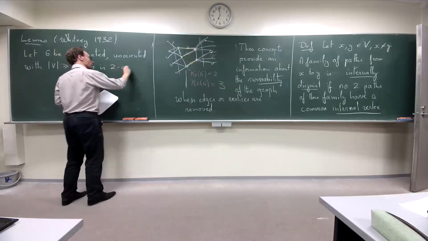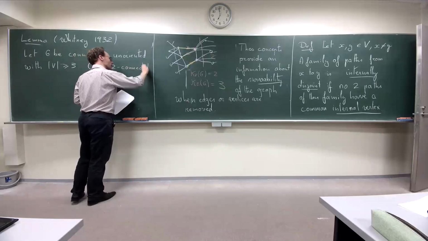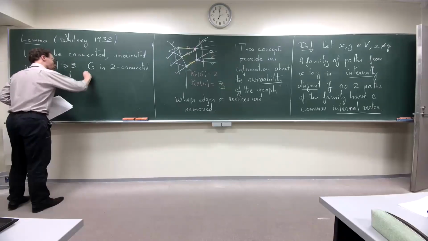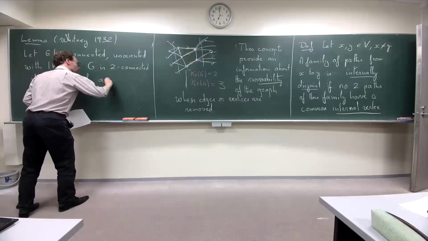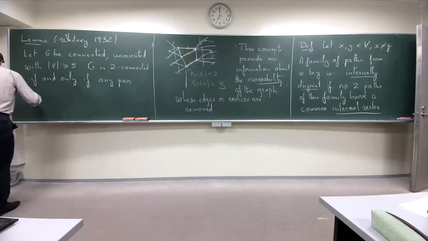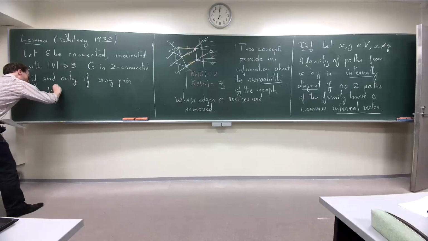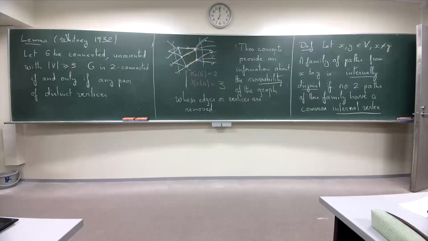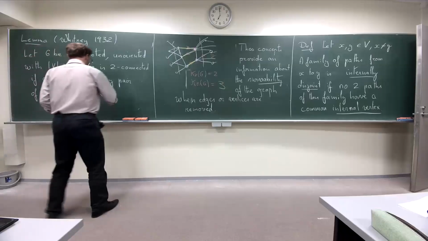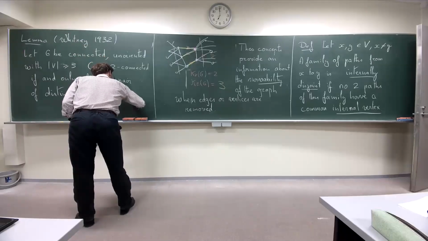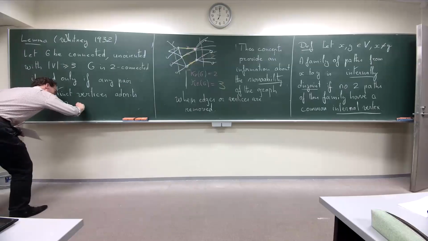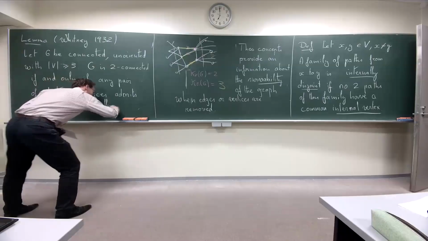G is 2-connected, with the definition I gave just before, if and only if any pair of distinct vertices, so whenever you take 2 distinct vertices, not the same, admit at least 2 internally disjoint paths.